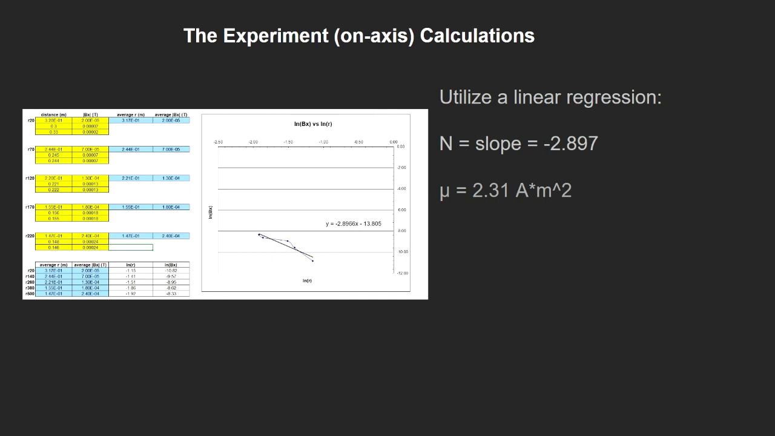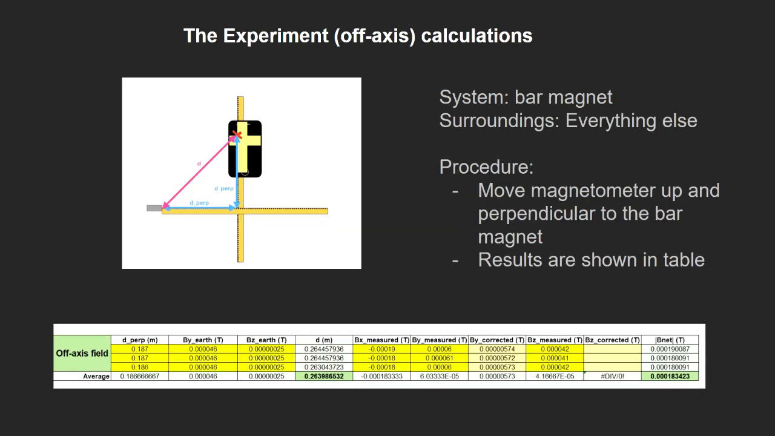For the on-axis experiment calculations, I utilized the linear regression in the Excel spreadsheet given. I had data at different distances, plugged that into the spreadsheet, and got the linear regression as negative 2.8966x minus 13.8. So the n is the slope, which is negative 2.897, and then you can calculate this out to get mu, which is equal to 2.31 amps times meters squared.